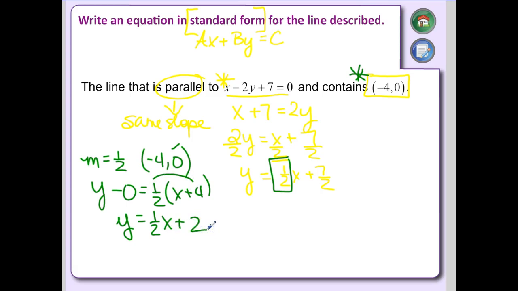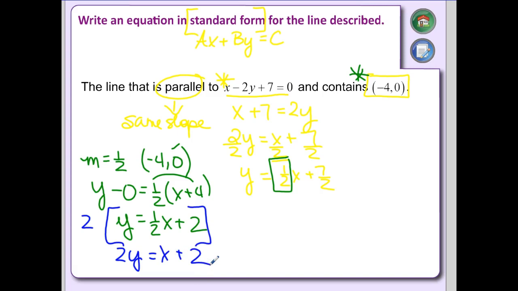Now, we've got a couple situations. Number one, to get it in standard form, we have to get x and y together. And the other thing I have to worry about is I can't have any fractions. Remember, when we're in standard form, a and b can't be fractions. So let's get rid of the fraction. I should have done that the step above. So let's multiply this by 2. We've got 2y equals x plus 2.